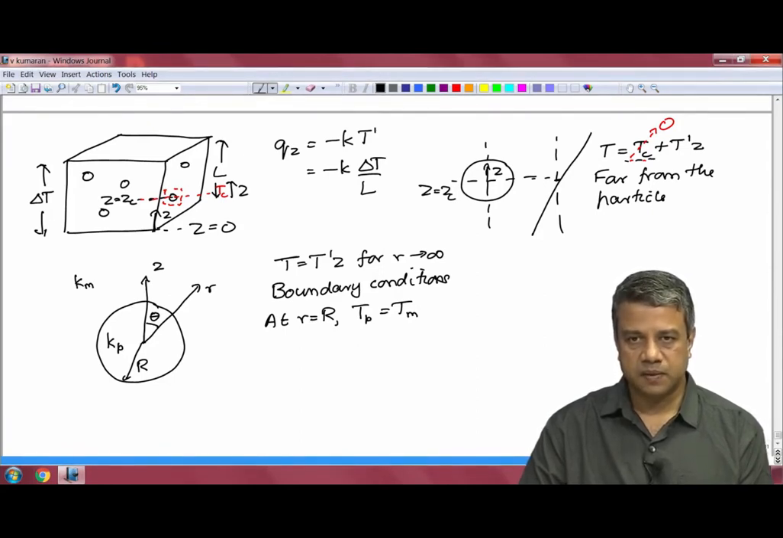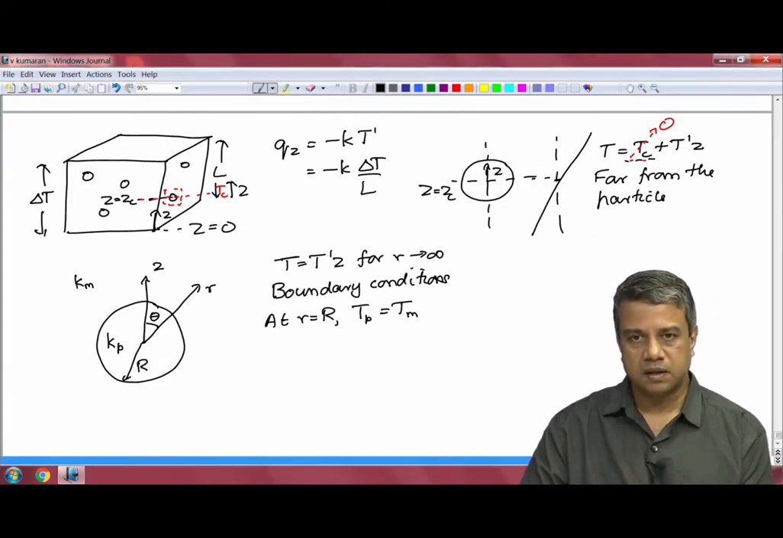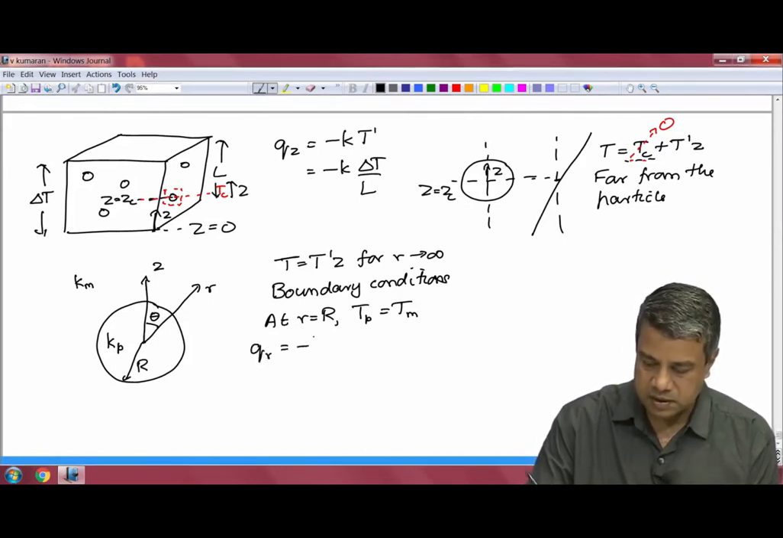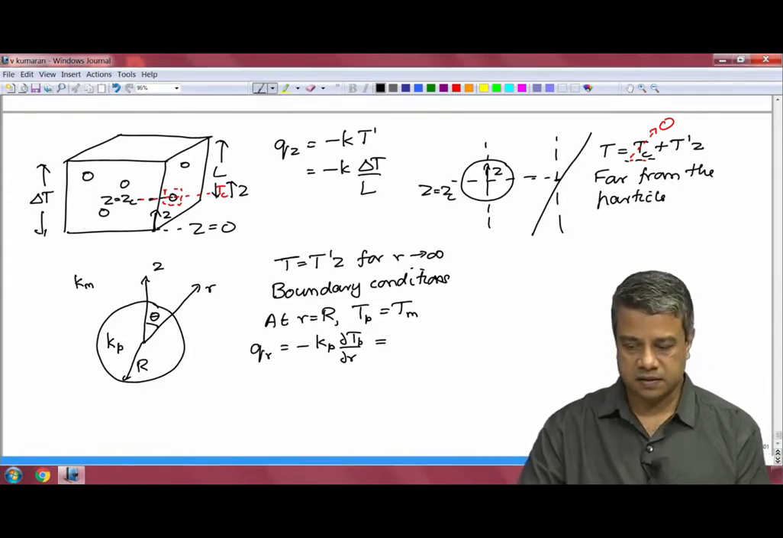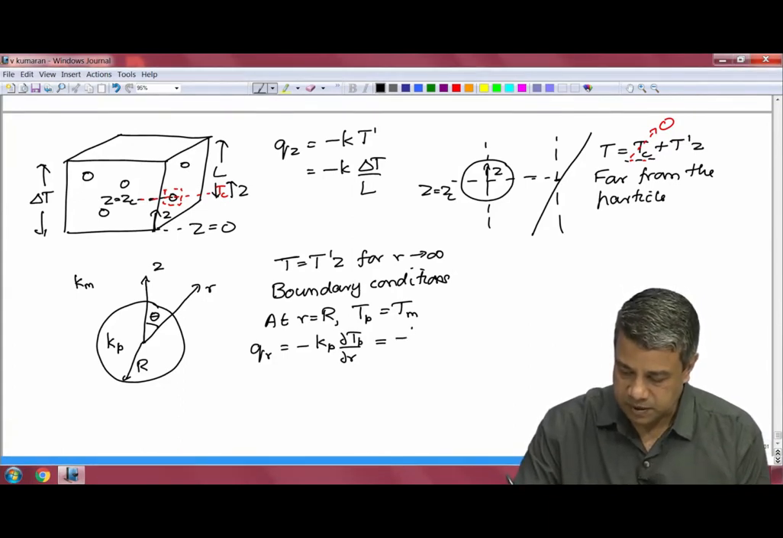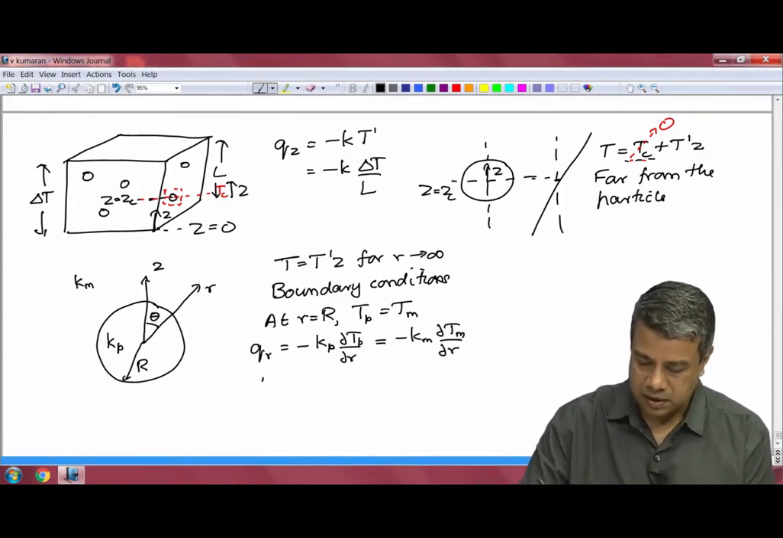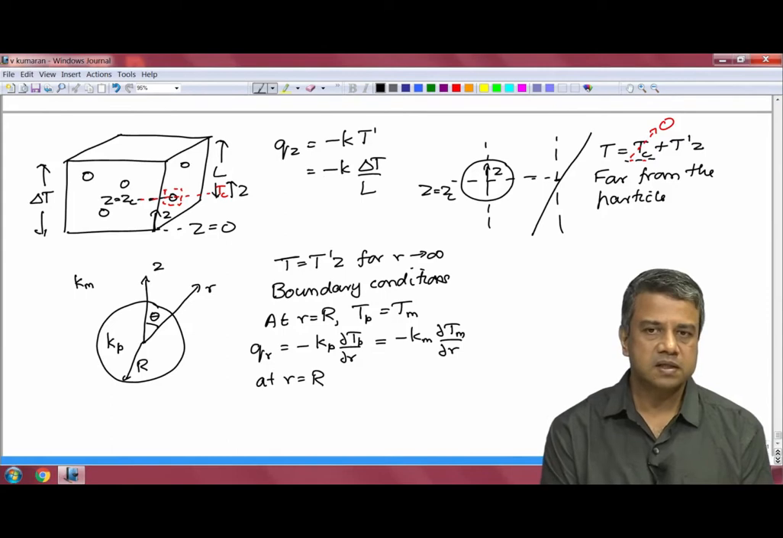And the flux perpendicular to the surface has to be the same in both the particle and the matrix. The flux perpendicular to the surface, Qr, is equal to minus Kp partial Tp by partial r. Flux perpendicular to the surface in the particle at the surface has got to be equal to the flux perpendicular to the particle surface in the matrix, at r is equal to R. So, those are the two boundary conditions at the particle surface.